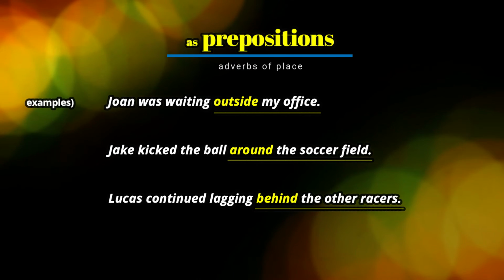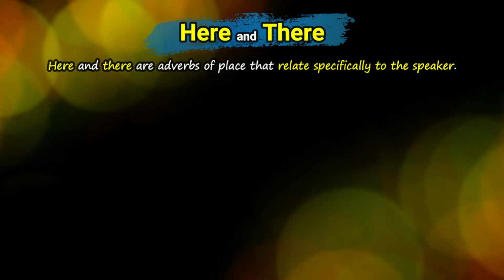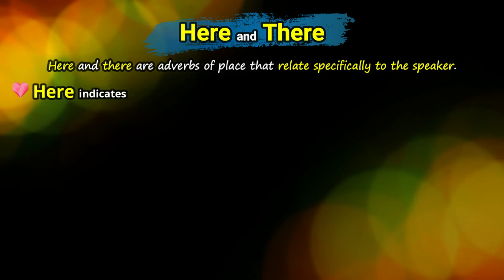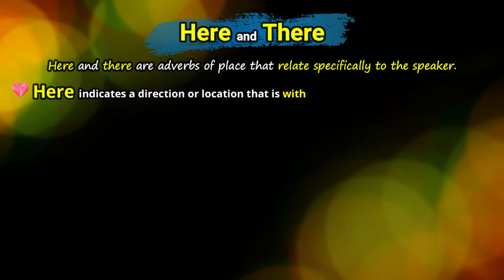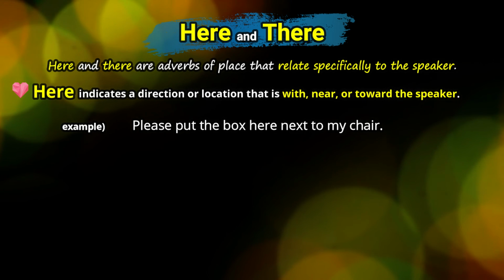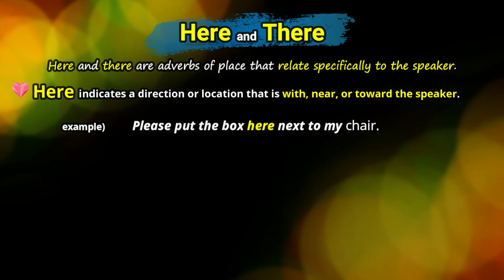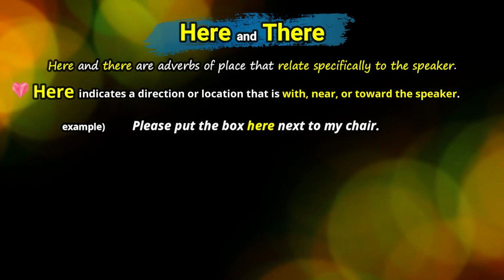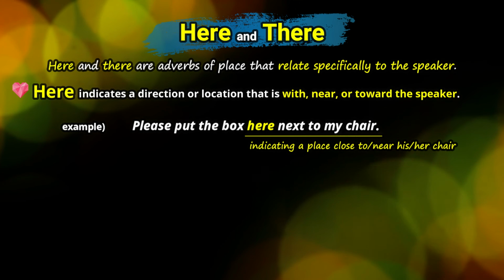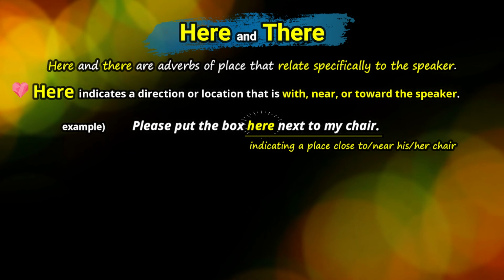And lastly, we're going to look at the adverbs here and there, which are used quite often. And here and there usually relate specifically to the speaker. Here indicates a direction or location that is with, near, or toward the speaker. Like in our example, the person is asking, please put the box here next to my chair. So the person is indicating a place close to them or near them, so they use the adverb here.